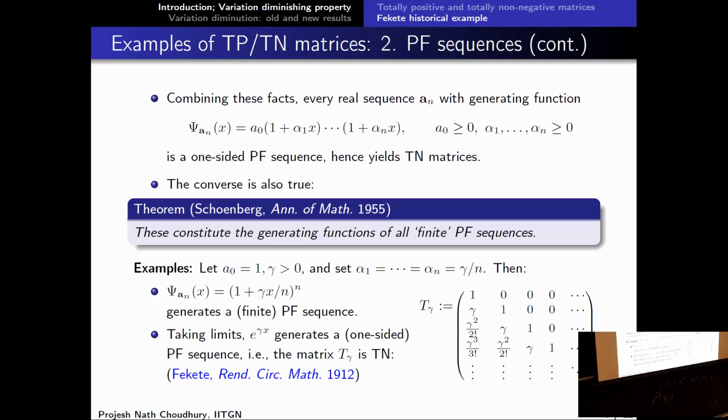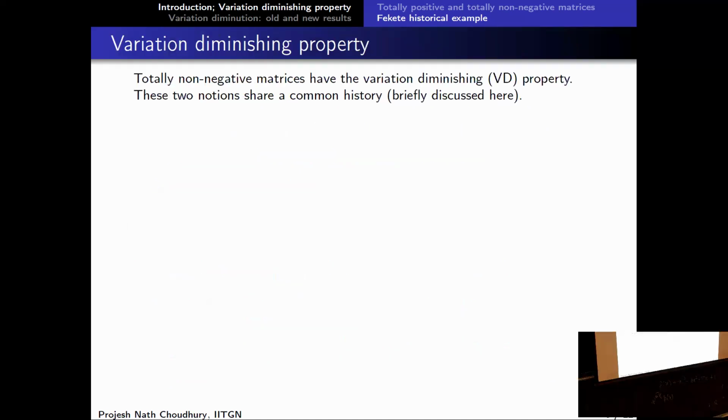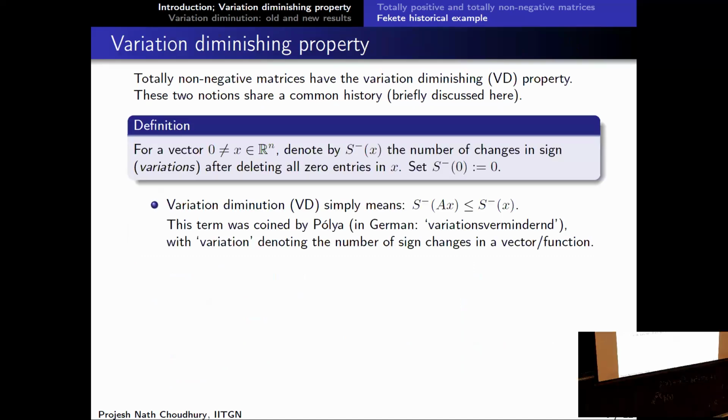Next I'll talk about a fundamental property that was the title of this talk actually: the variation diminishing property, which totally non-negative matrices satisfy. Before we proceed, let us look at a simple definition. For a non-zero vector x, s minus of x denotes the number of sign changes after deleting all zero entries. So for any vector, you delete all the zero entries, and the number of sign changes is denoted by s minus of x. And we set s minus of 0 equal to 0.